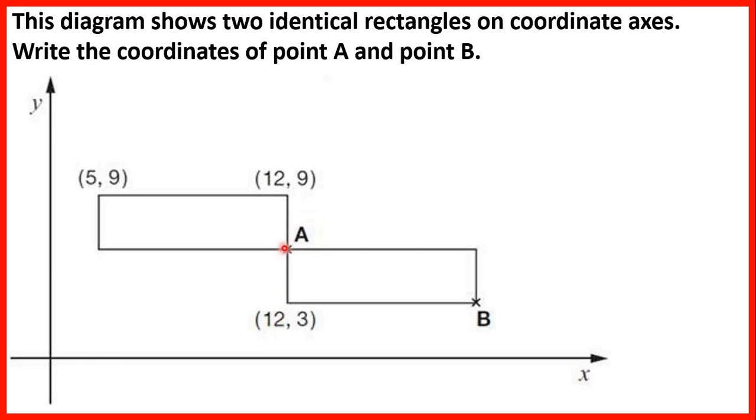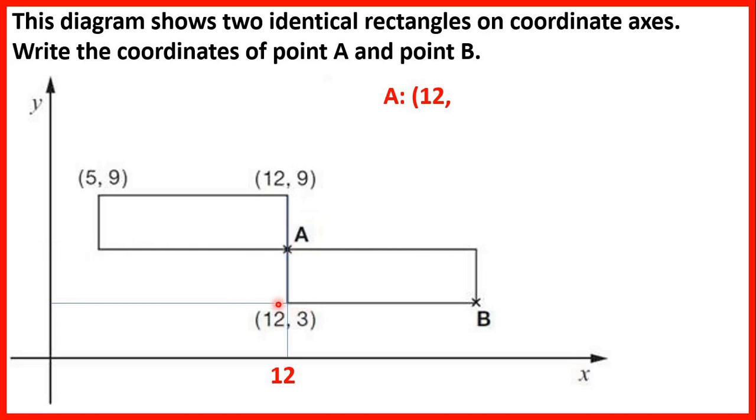Remember, the first number will be going across, so looking at the x-axis, and then for our second number in the coordinate, we'll be looking at the y-axis. So if we go down first, we know that the x-coordinate of A will be 12, because we have 12 as the first coordinate here and here as well. So for point A, the x-coordinate is 12, but then we don't know the y-coordinate.